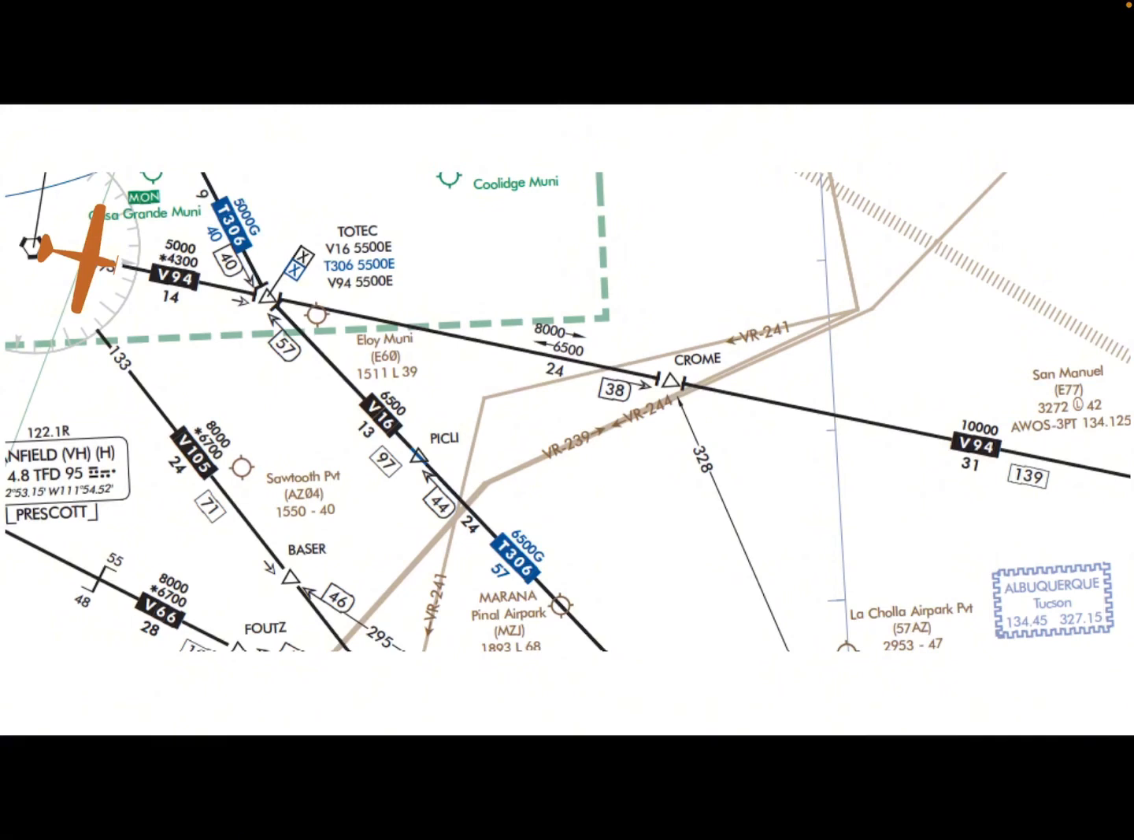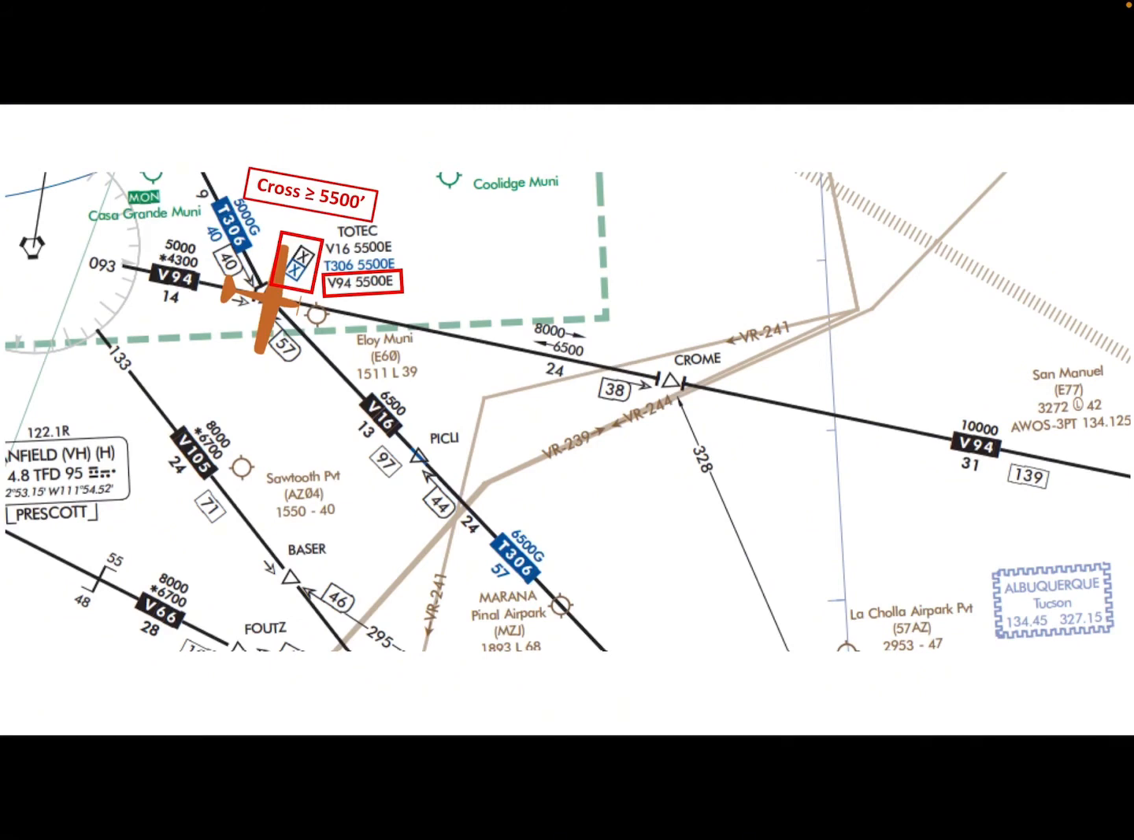So if we are flying along Victor 94 eastbound, starting at the VORTAC here with this orange aircraft, we will first have to maintain above an MEA of 5,000 feet, as you can see here in red. Once we pass the Totec intersection, the MEA changes to 8,000 feet. Now, if there was no minimum crossing altitude at Totec, we would only need to cross it above the previous MEA of 5,000 feet and then immediately begin our climb to the next MEA of 8,000 feet.